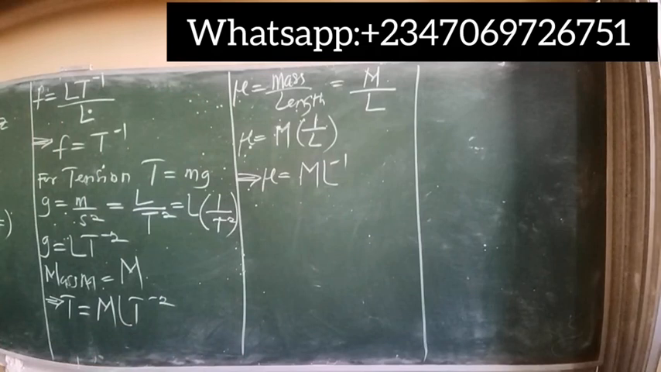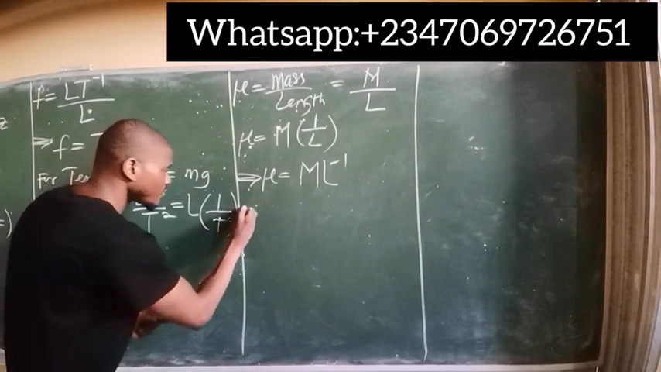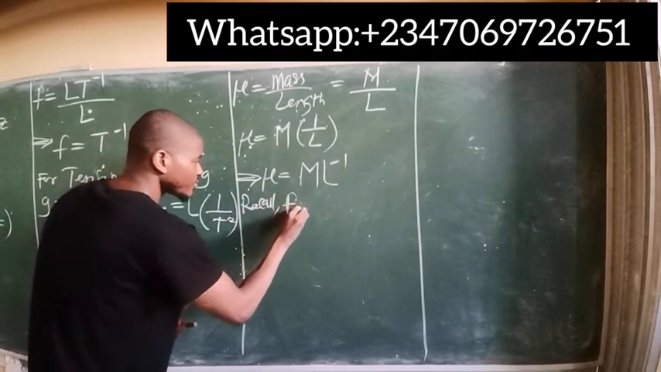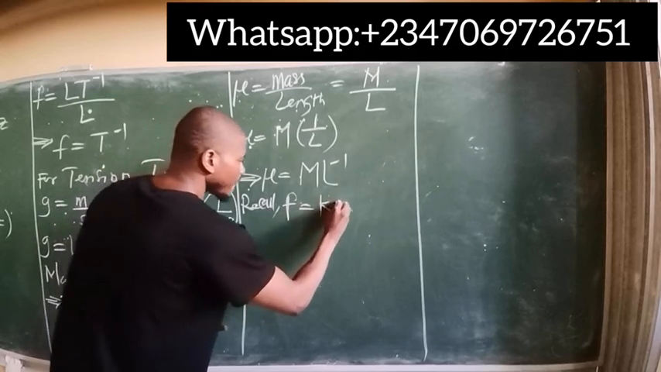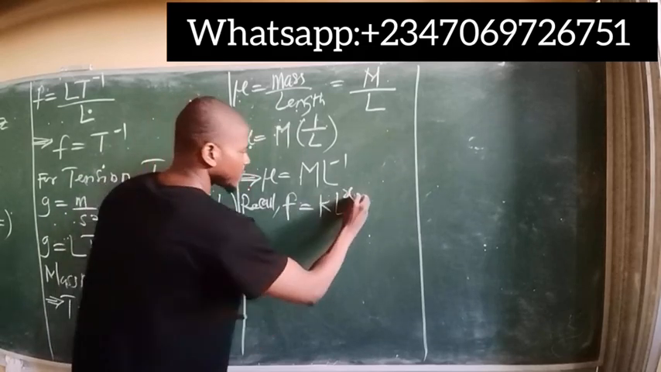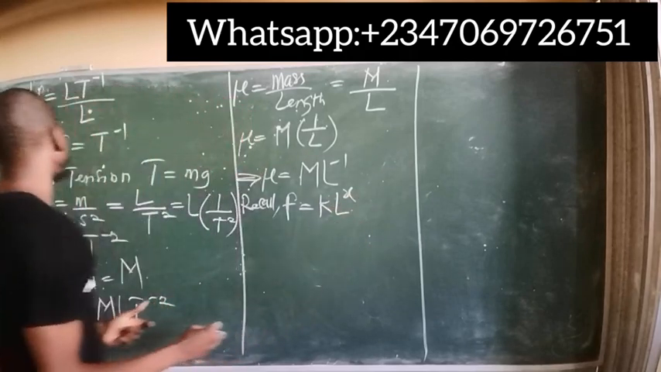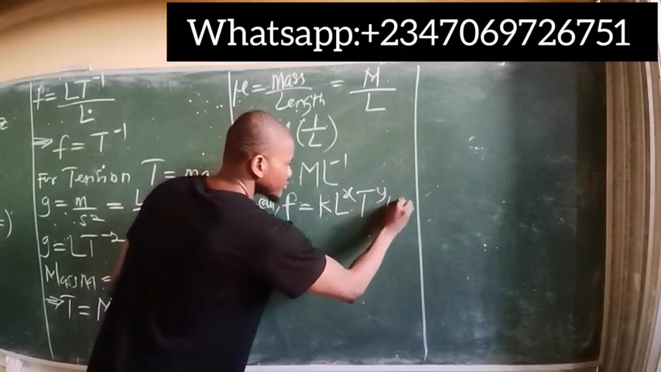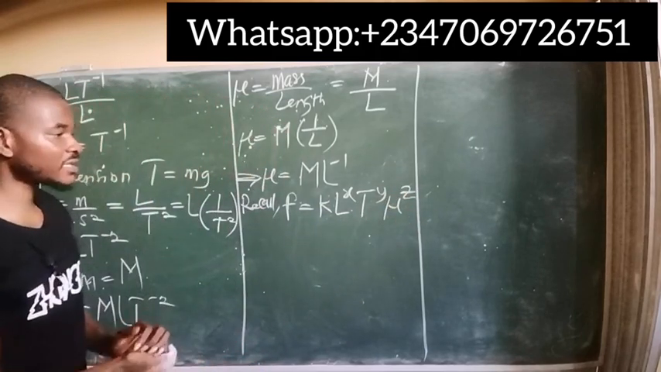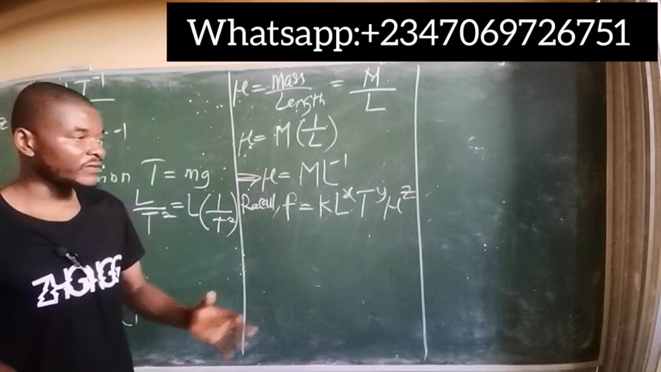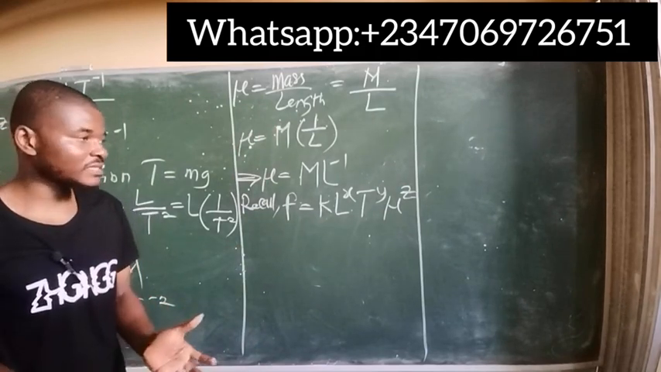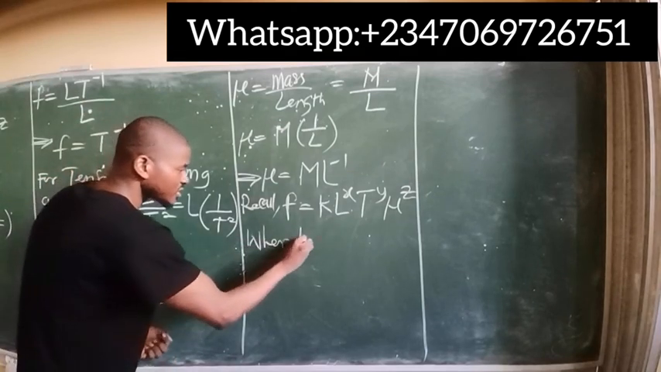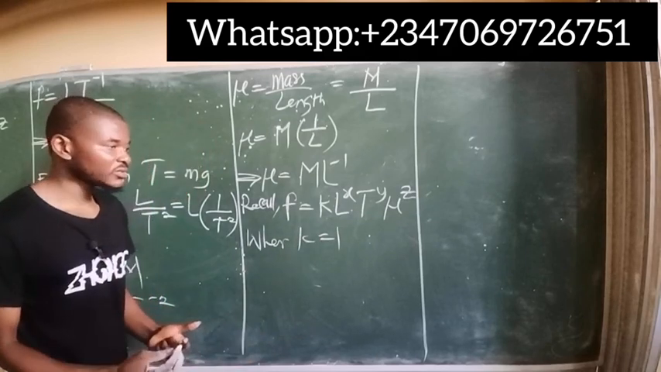So since we've known all the dimensions, let's bring out the basic equation now. Recall that the base equation gave us that F, which is the frequency, is equal to K L to the power of x, T to the power of y, and then mu to the power of z. This was the equation, and K is a constant. The dimension of every constant is dimensionless, so the constant is actually 1. There is no dimension for constants, so K is actually 1, it's dimensionless.